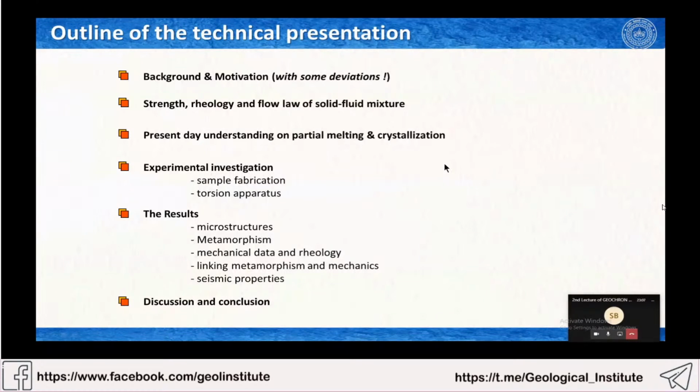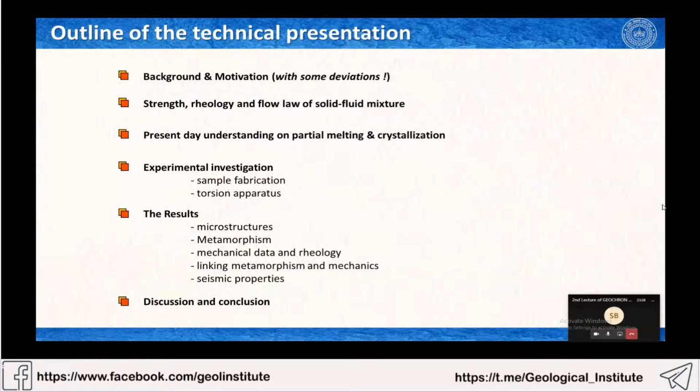And then, of course, a present-day understanding of partial melting and crystallization. I'll talk elaborately on this. And then I directly jump into the experimental processes, the way we perform the experiments. Then I'll come to the results. And finally, I'll make some concluding remarks on the results of these experiments.